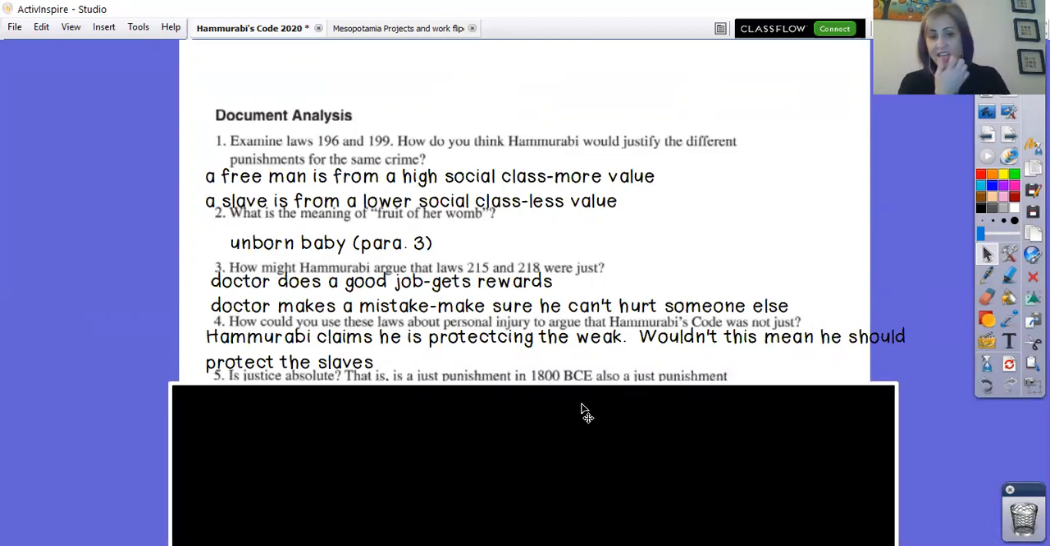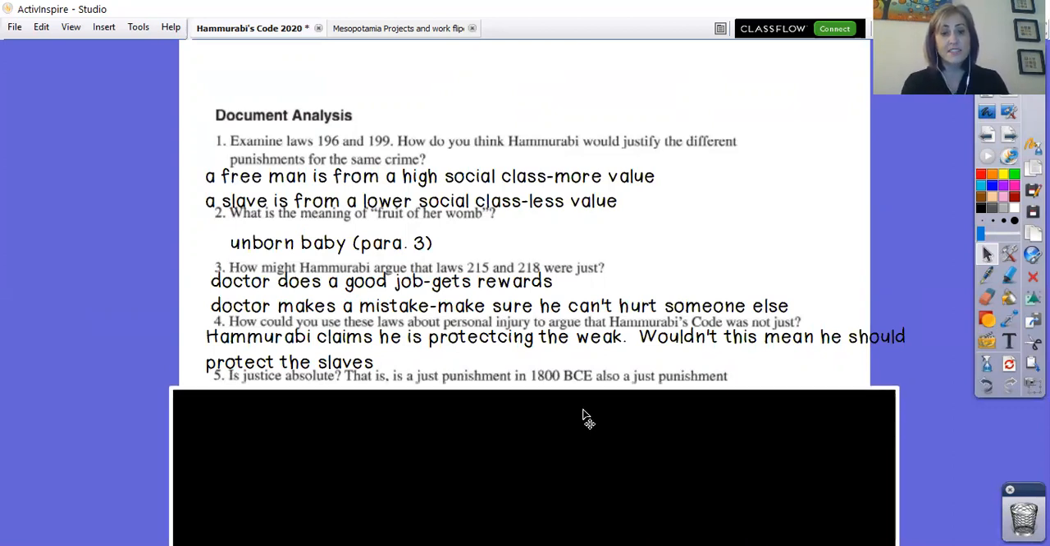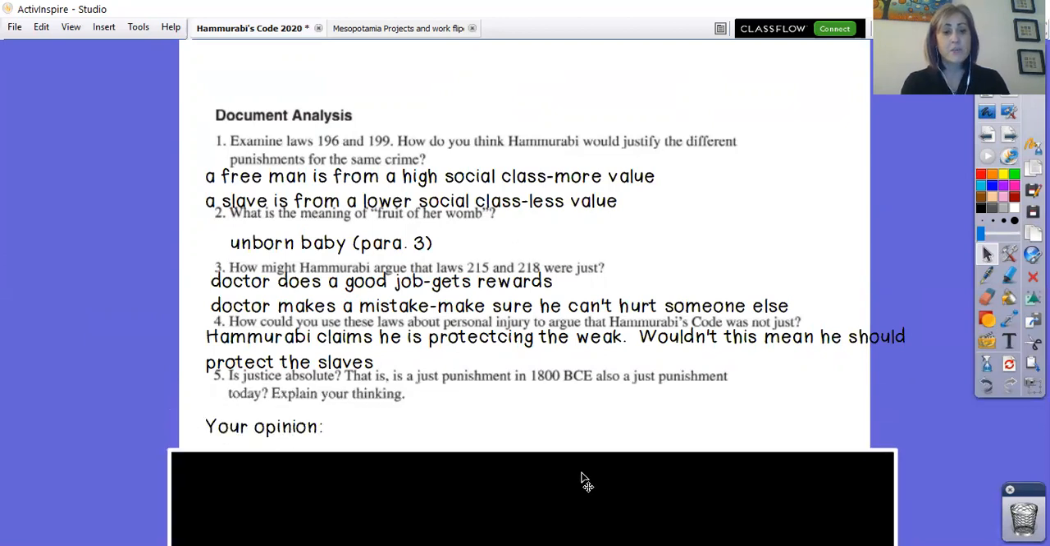Number 5 says, is justice absolute? Is a just punishment in 1800 BCE a just punishment today? So again, this is going to be your opinion. Do you think that a punishment that was fair 4,000 years ago could also be fair today? It is your opinion, but you need to tell me, you either think, yes, totally, they could be fair, and here's why, or nope, something that was fair 4,000 years ago is definitely not fair today, and this is why. So at this point, I hope you've paused, and you should have all of document D annotated and answered, and all of document E annotated and answered.